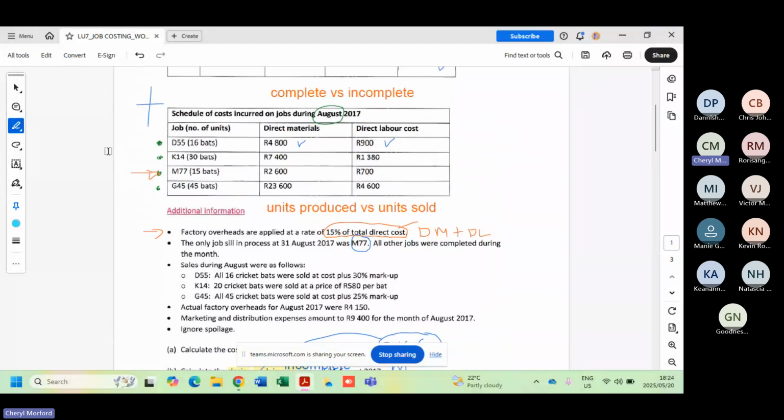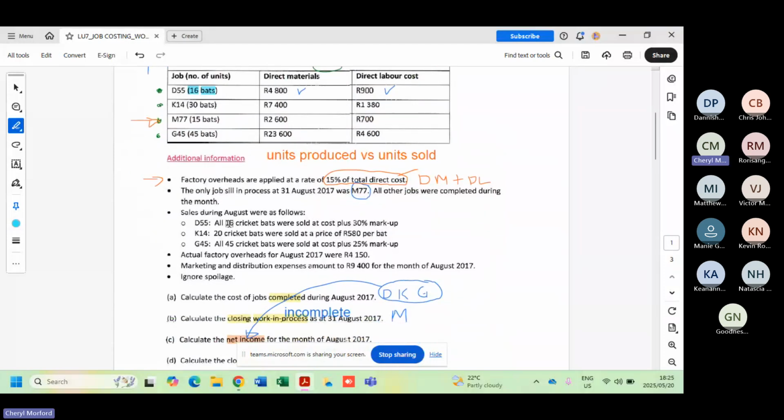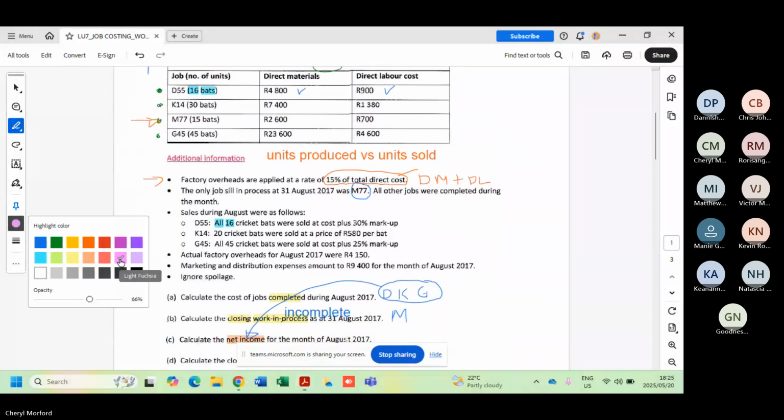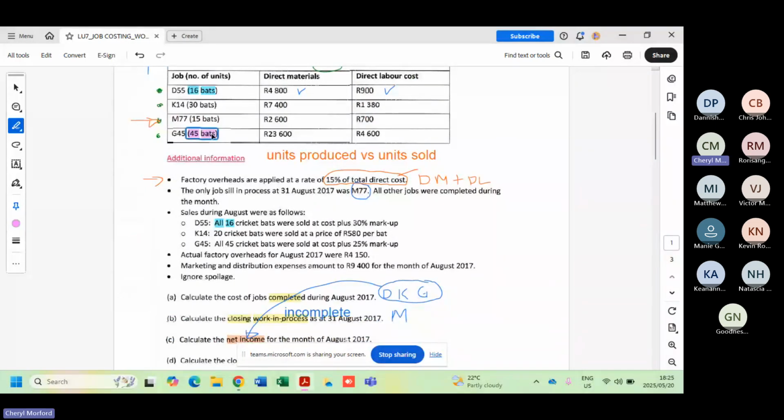So let's have a look over here. D, we produced 16. How many were sold? All 16. So we're going to do that one way. Okay. Then we're going to have a look at one of the other jobs. Let us have a look at G. We made 45. We sold all 45.